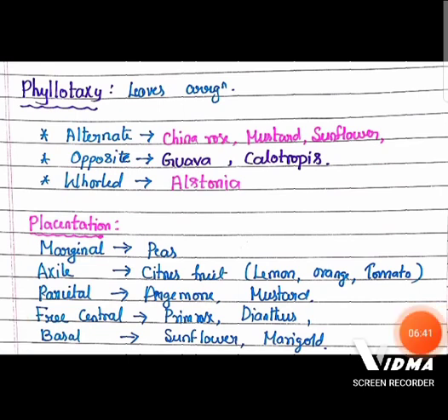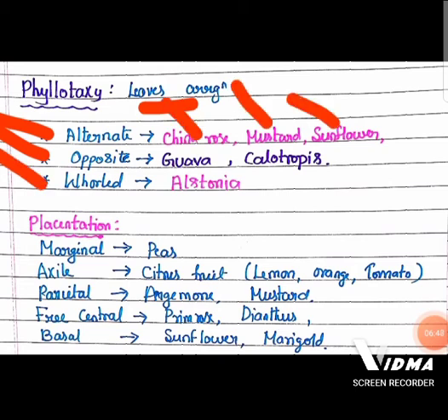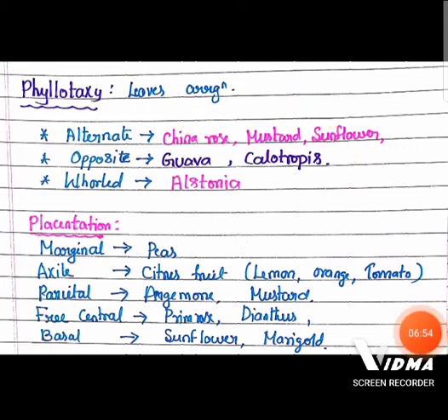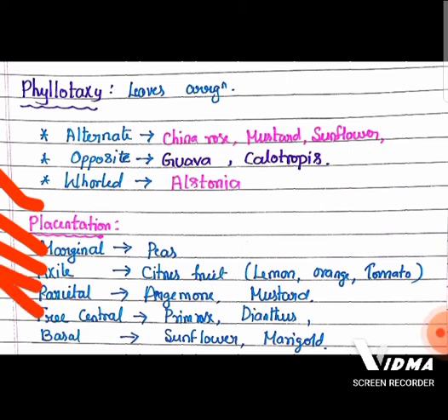Now phyllotaxy means leaf arrangement, three types: alternate, opposite, and whorled. Examples for alternate phyllotaxy: china rose, mustard, and sunflower; opposite, guava and calotropis; and whorled is alstonia. These examples are more than enough. In case of placentation, the mode of arrangement of ovules inside the ovary: marginal, example pea; axile, citrus fruits like lemon, orange, and tomato; parietal, argemone and mustard; free central like primrose and dianthus; and basal, sunflower and marigold.